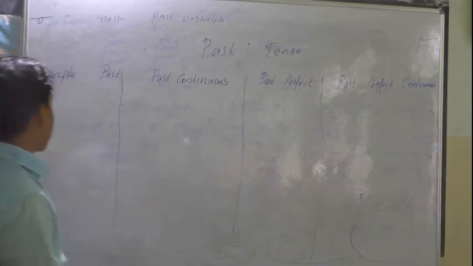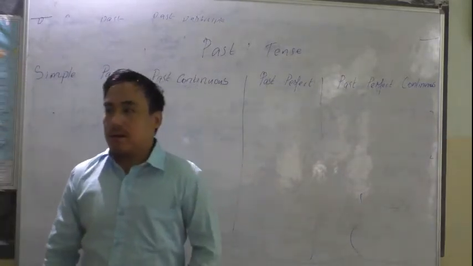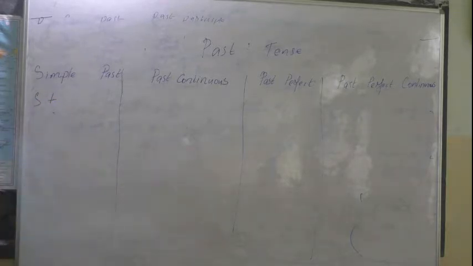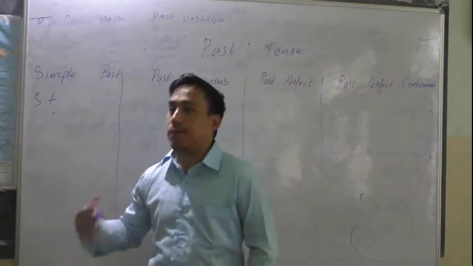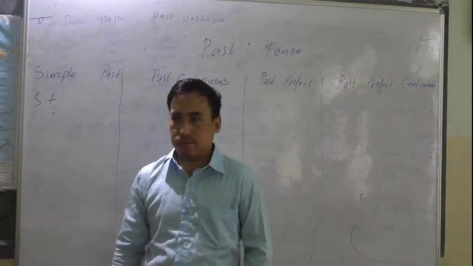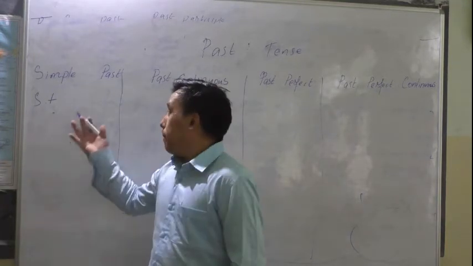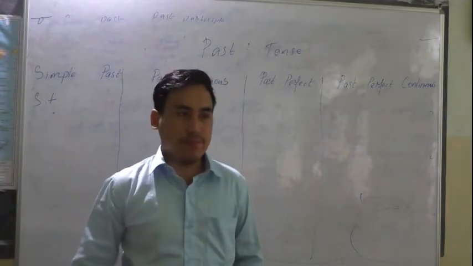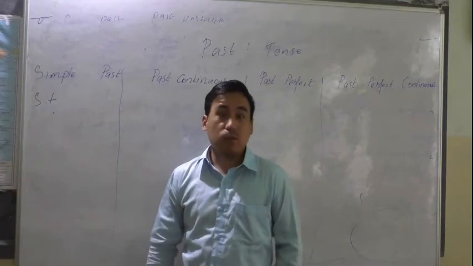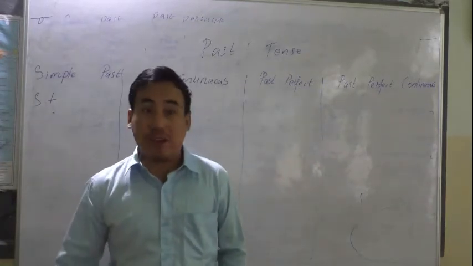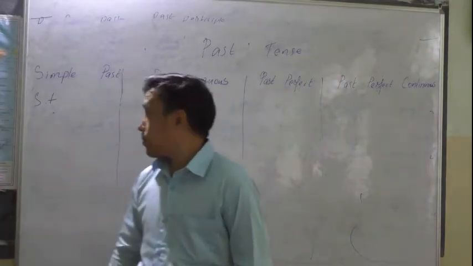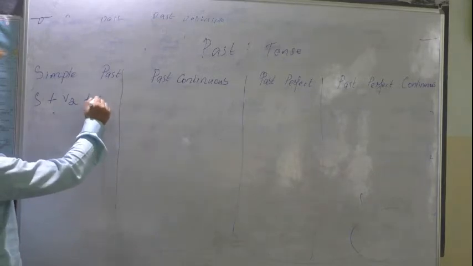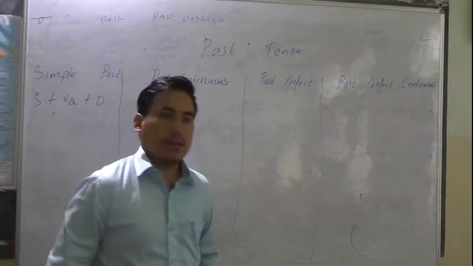simple past now. Simple past. Subject plus past. What will be the form of the verb? Is it the base form, or the past, or past participle? Or first form of the verb, second form of the verb, or third form of the verb? For simple past? V1, V2, or V3? For example, do, did, done. Drink, drank, drunk. Cry. Subject plus V2 plus object. This is the form for simple past.